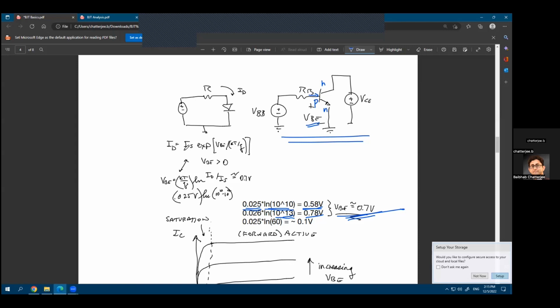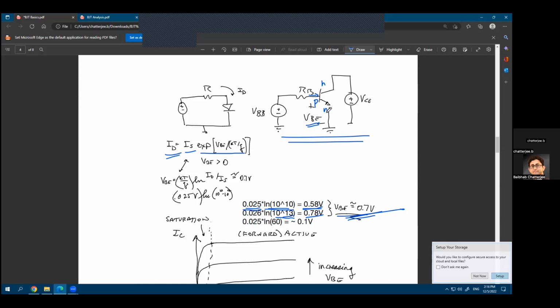What is the equation for a forward bias diode? Again, we are writing the same equation, ID equal to IS times e to the power VD over VT. What is your VD? That's the diode voltage. What is the diode voltage in this case? The base to emitter voltage, because my diode is in between my base and emitter. So the base to emitter voltage is my entire diode voltage, right? So VBE is your VD.